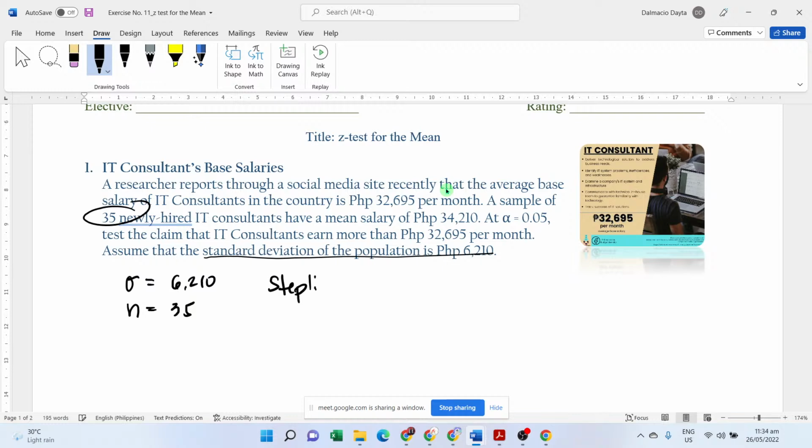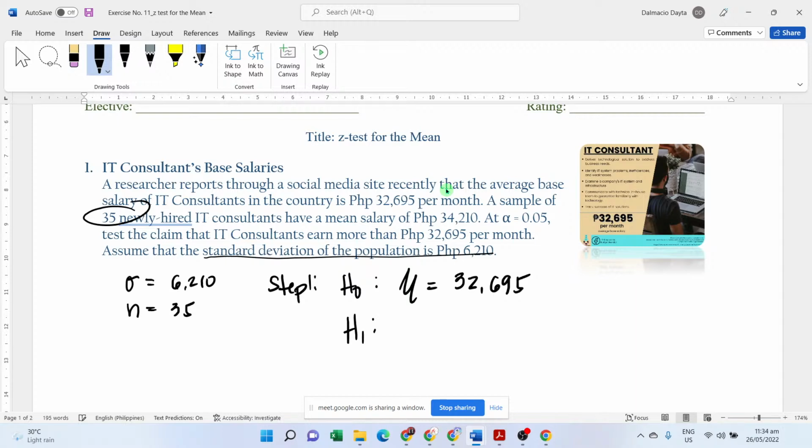So dito, step 1, what is our null hypothesis? The null hypothesis states that there is no significant difference between the sample mean and the population mean. So therefore, symbol na lang kailangan natin dito. Mu, that's the population mean, is equal to 32,695. What is the given one? 32,695. Check your work. Yan lang yung ating null hypothesis.